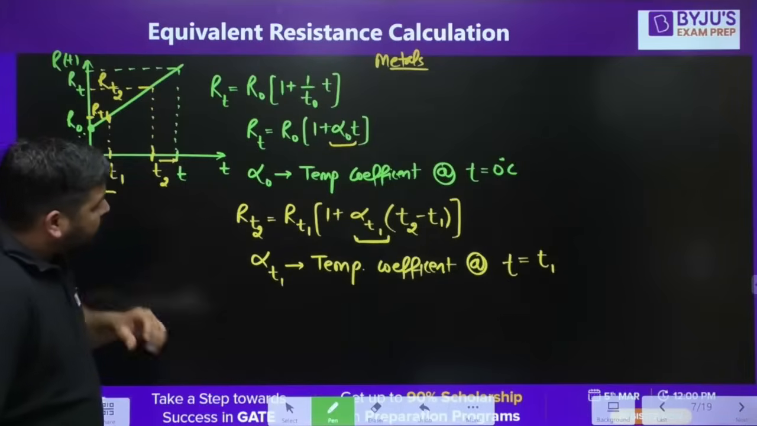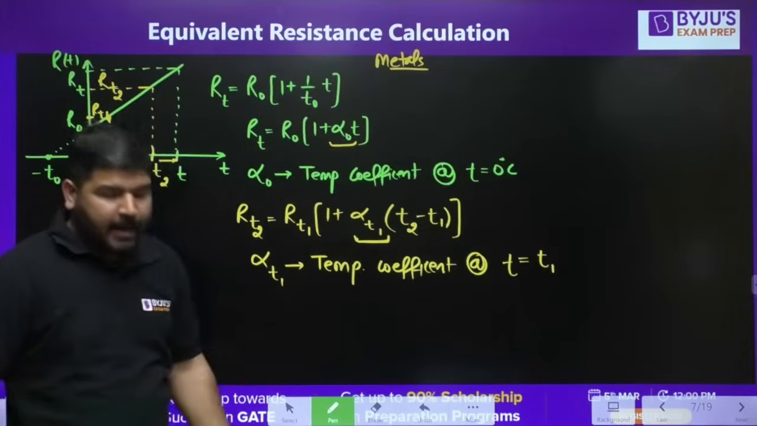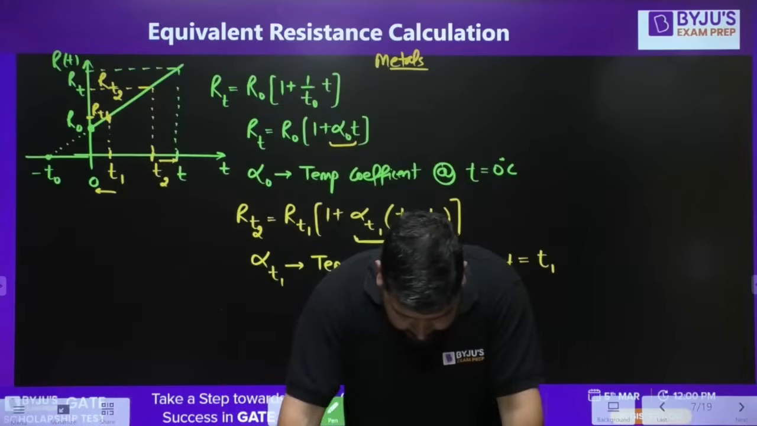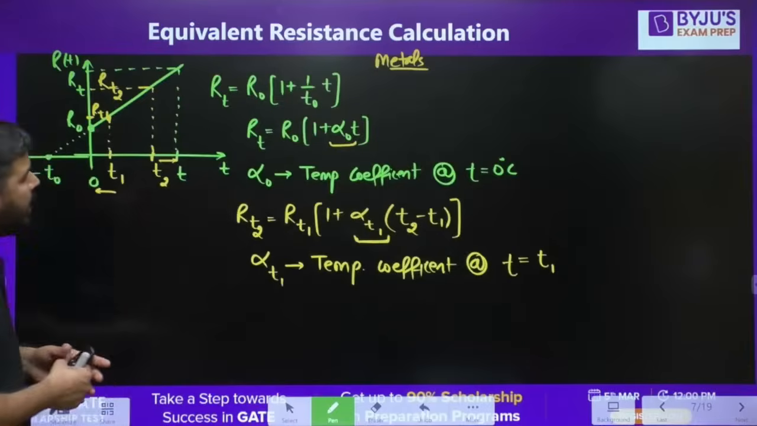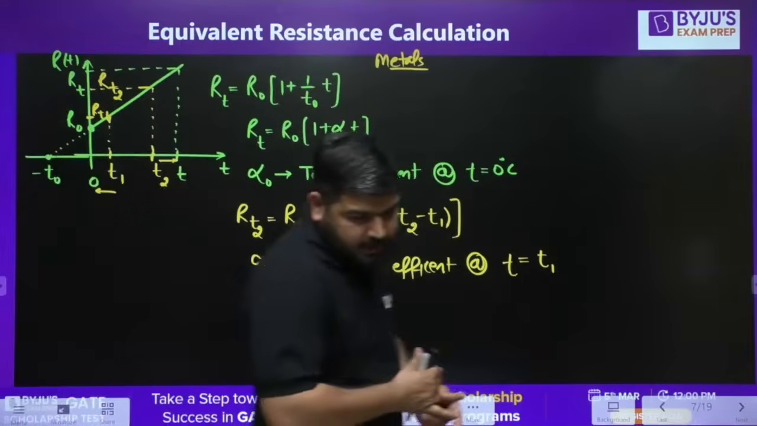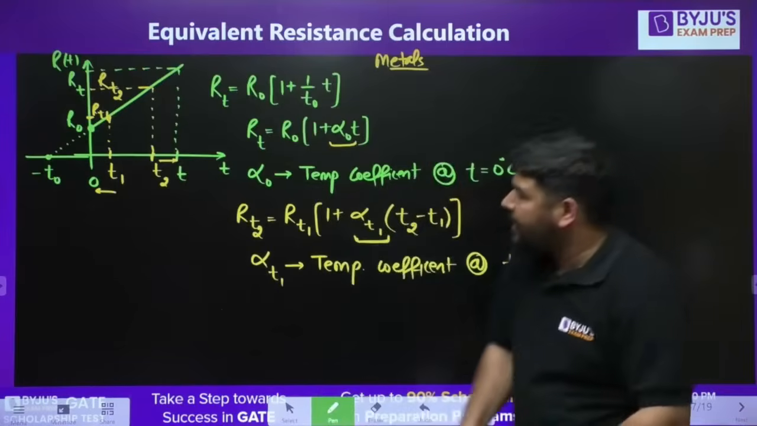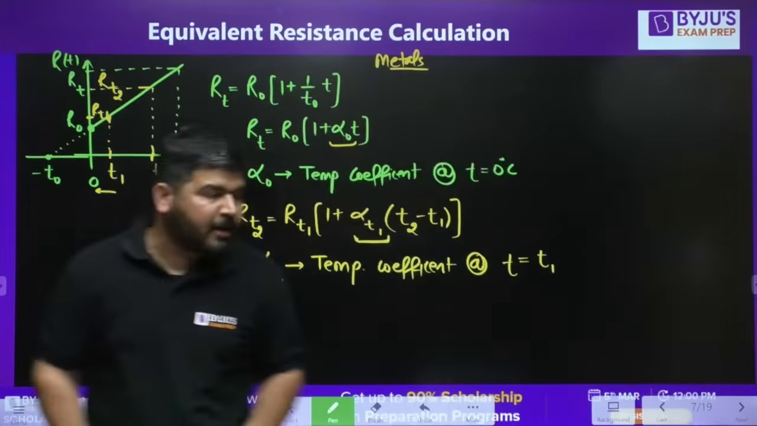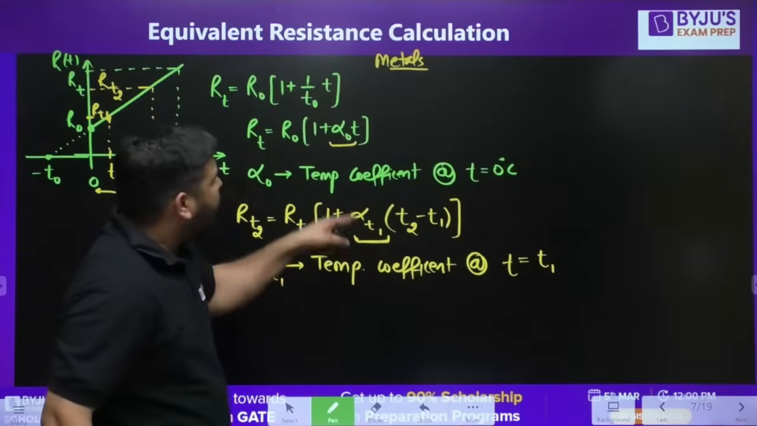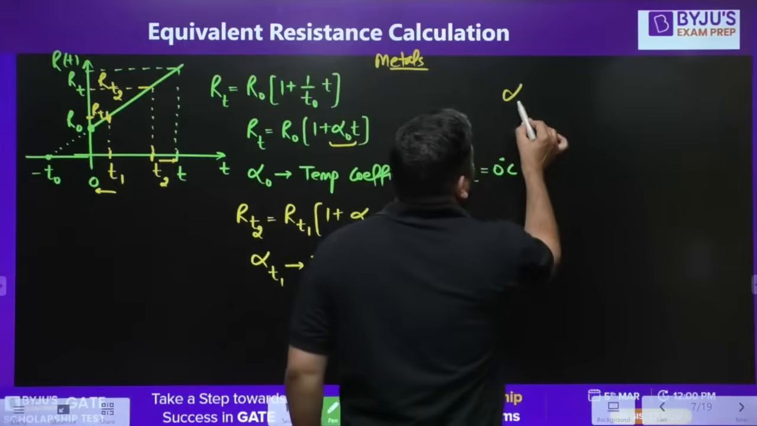Anyway, so the question is how to calculate the relation between alpha naught and alpha T1. Can you tell me? Tell me guys, how to find this relation? Is there any way? Tell me, what relation will come between these two? Let me tell you guys, there is a relation between alpha T1 and alpha naught. That relation is very simple.